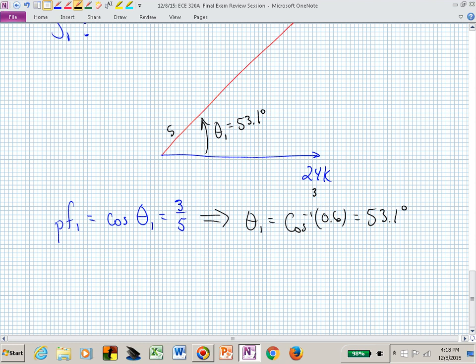Or we could even calculate it. You don't have to remember your trig, you can just plug these in, so that now you have power factor 1 is also P1 over the hypotenuse, or the apparent power. And this was 3/5.